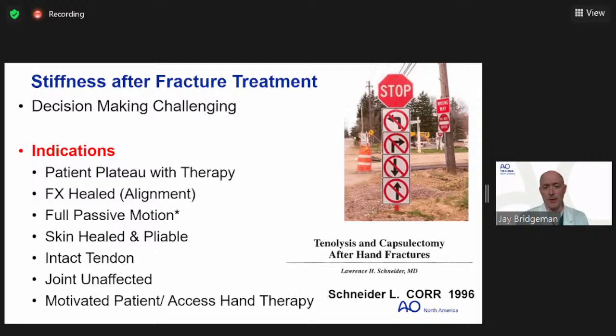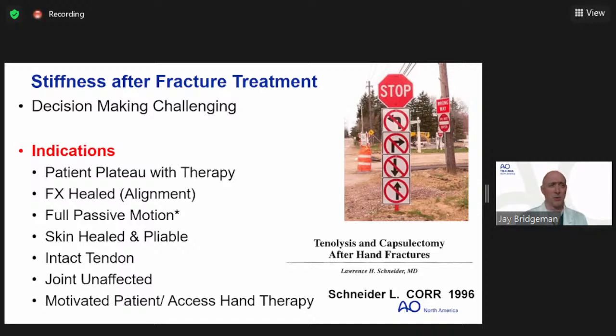If they failed therapy and plateaued, then you want to look at other factors, including that the fracture should be healed and well aligned. Hopefully they have full passive motion, which is not often the case, but that would be ideal. The skin and soft tissues should be healed and pliable or supple. The tendon systems, extensor and flexors, are intact, and the joints are unaffected. For example, if they already have severe post-traumatic arthritis, that's going to lessen the result of any planned release. And most importantly, you have a motivated patient and they have access to therapy.